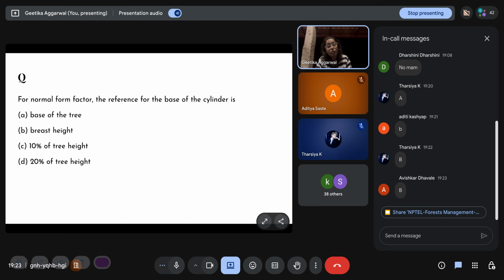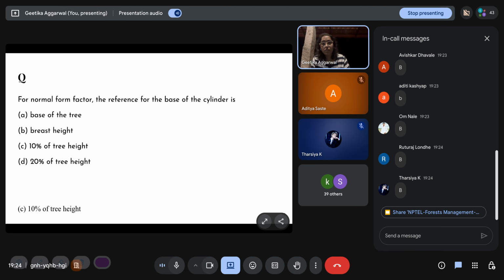There are three types of form factors we discussed. One is absolute, one is false, and one is normal. Absolute, in the previous question, we found is the base of the tree. Now what is left is the false form factor and the normal form factor. Three people so far have said breast height. Anybody else? Okay. So basically, all of you are wrong.